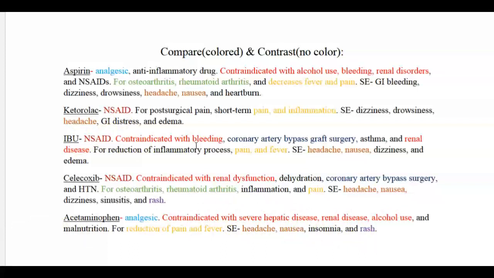Why is ibuprofen contraindicated with bleeding? Right? Because ibuprofen itself, because of that COX-1 being inhibited, is going to increase bleeding. GI distress here, side effects of aspirin, ketorolac that are listed. GI bleeding on that one. And again, it's because of that COX-1 being inhibited.